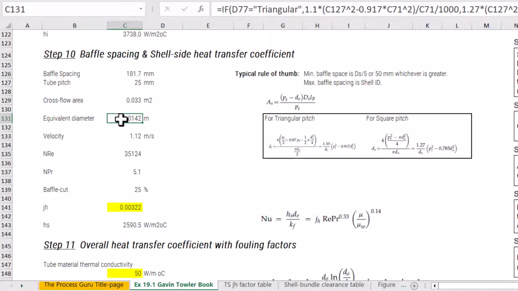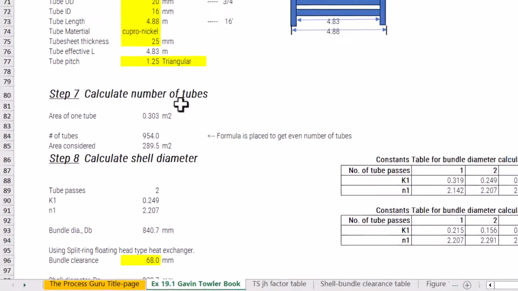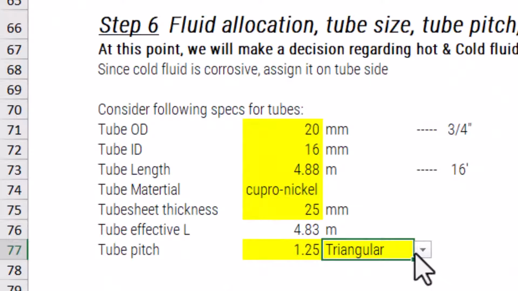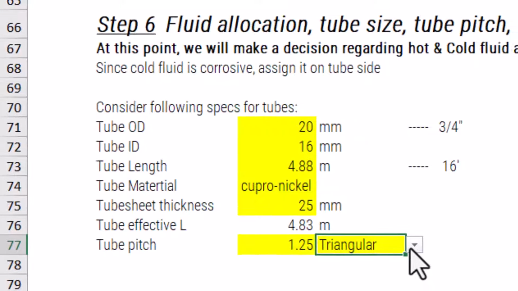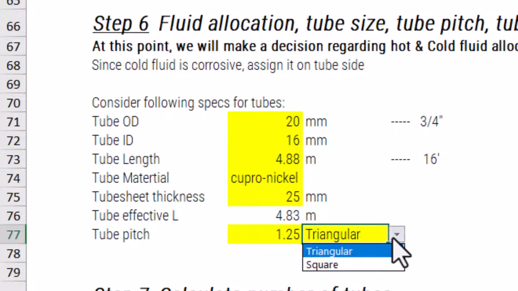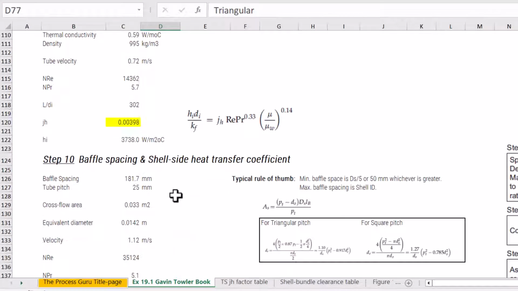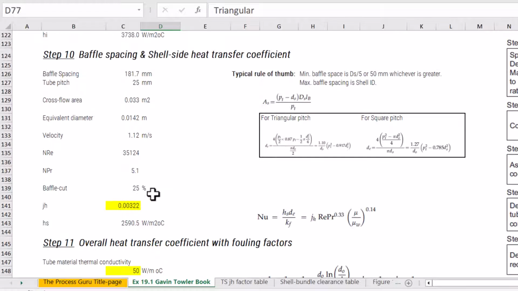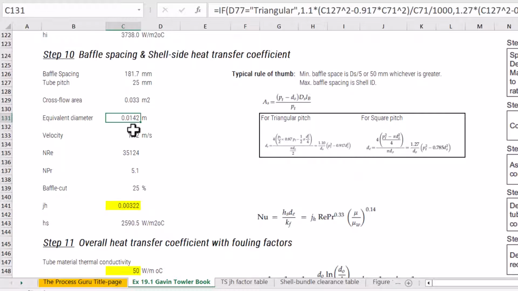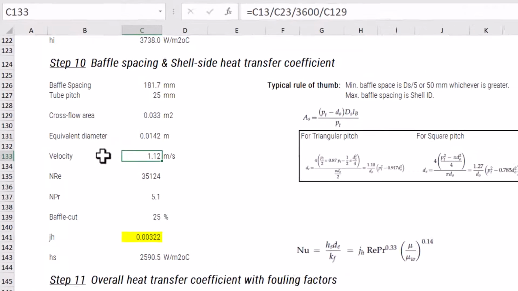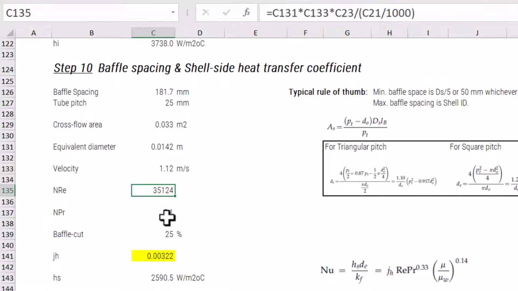And equivalent diameter. Equivalent diameter depends on the tube layout, whether it is triangular pitch or square pitch. We already made this design decision in step number 6, whether we want to go with triangular pitch or square pitch. So accordingly, the formula would be used in that particular cell. If you choose square, then the corresponding formula would be used. Right now, let's stay with triangular pitch. And equivalent diameter is calculated. We can calculate velocity also. Then we can calculate Reynolds number and Prandtl number.